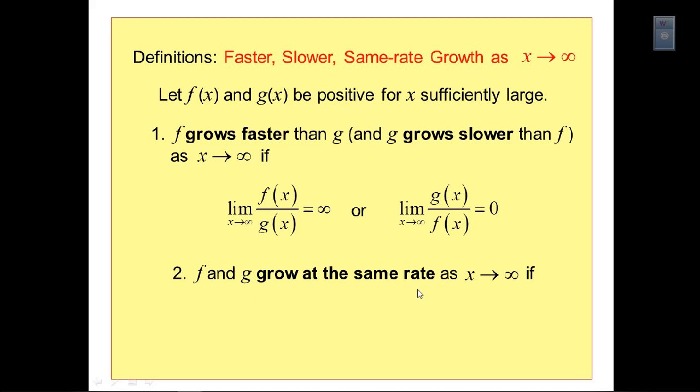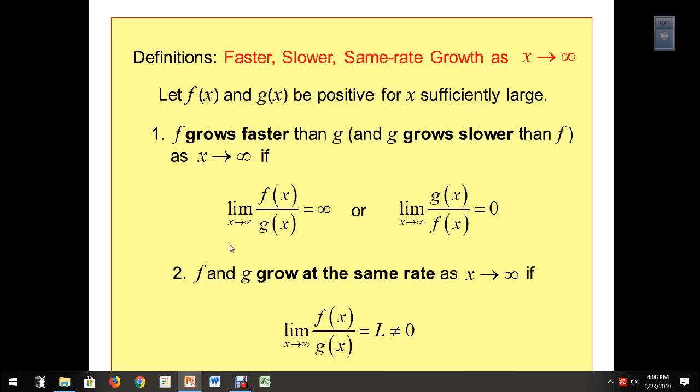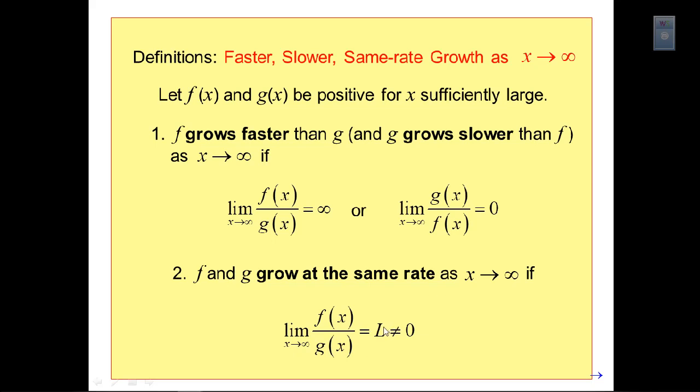Now, f and g will grow at the same rate as x approaches infinity if the limit as x approaches infinity of f of x over g of x equals some limit L, some constant that is not equal to 0. So with this situation, L can be any number other than 0 as long as that limit approaches a constant. Now it can't go off to infinity. Infinity is not really a number. But if it goes to 10 or 100 or even a million, even if the limit is a million, they're growing at the same rate.